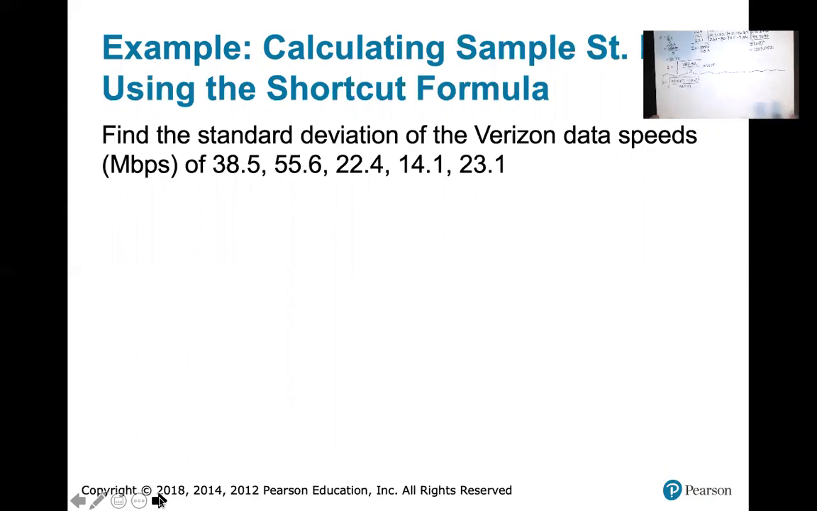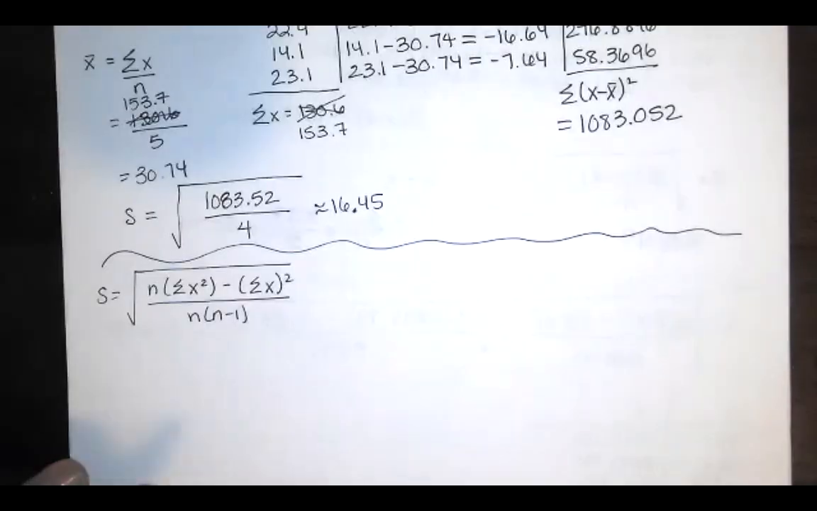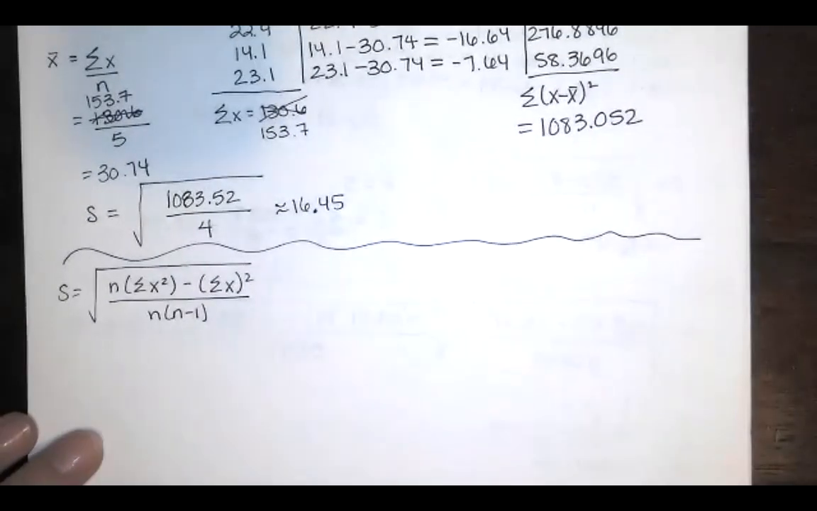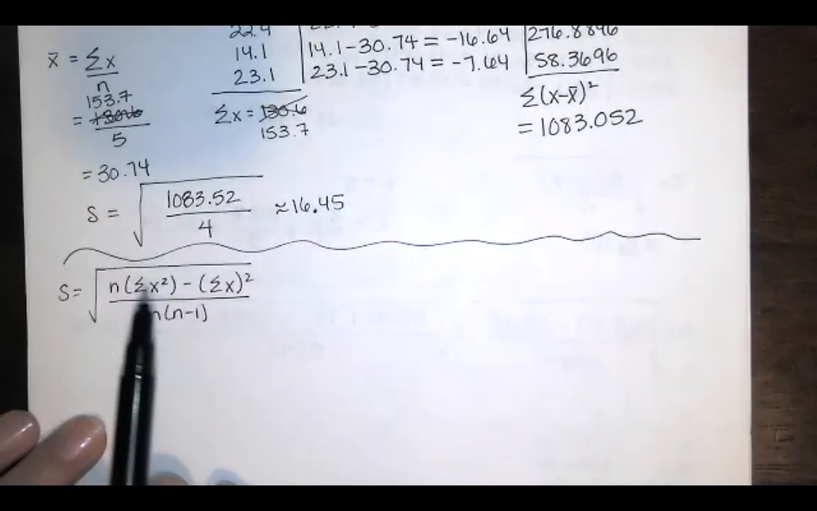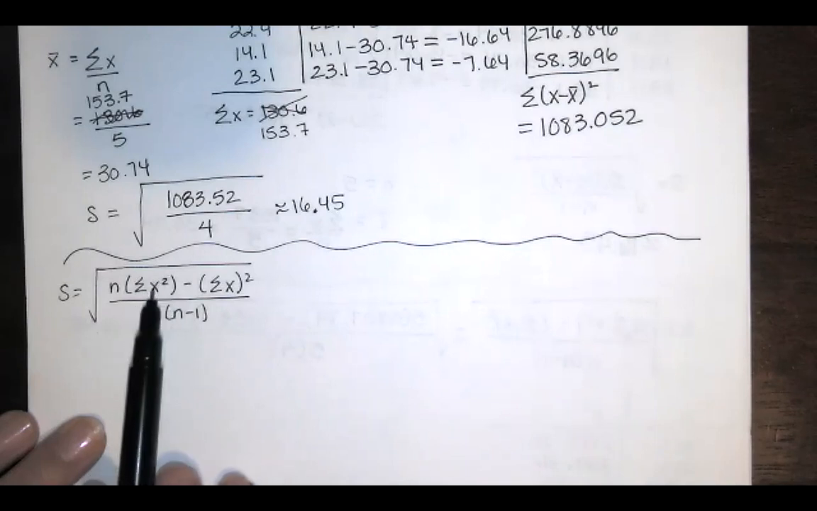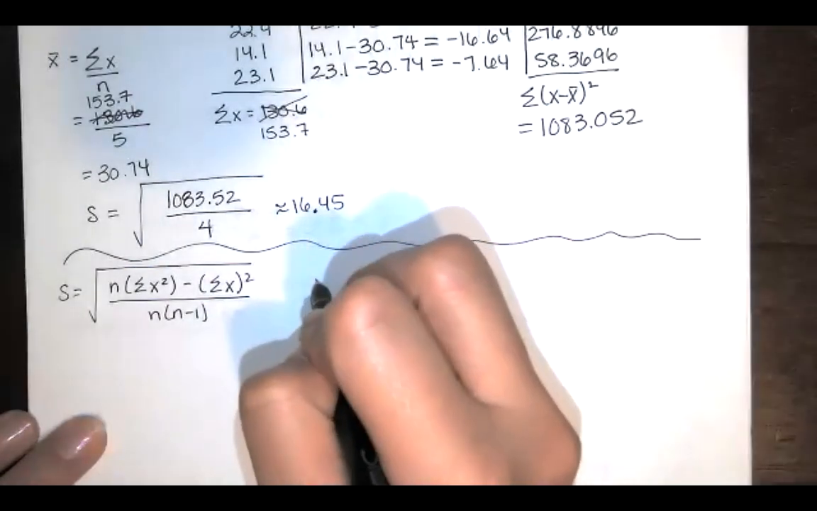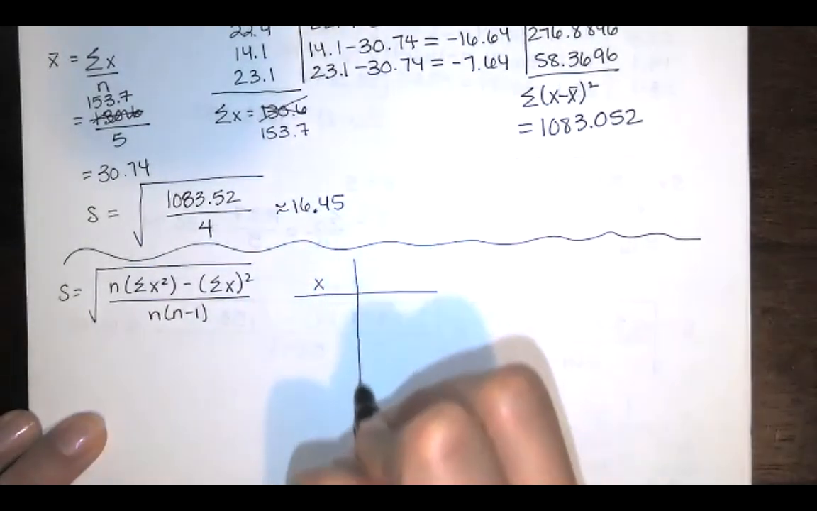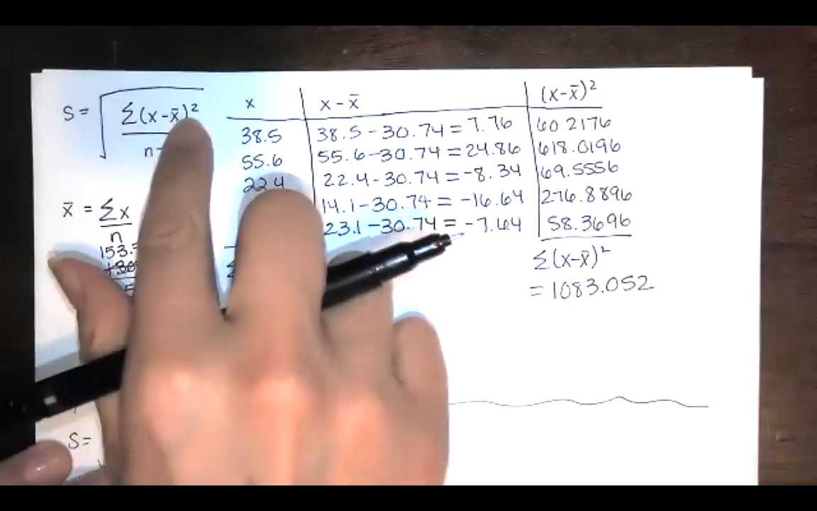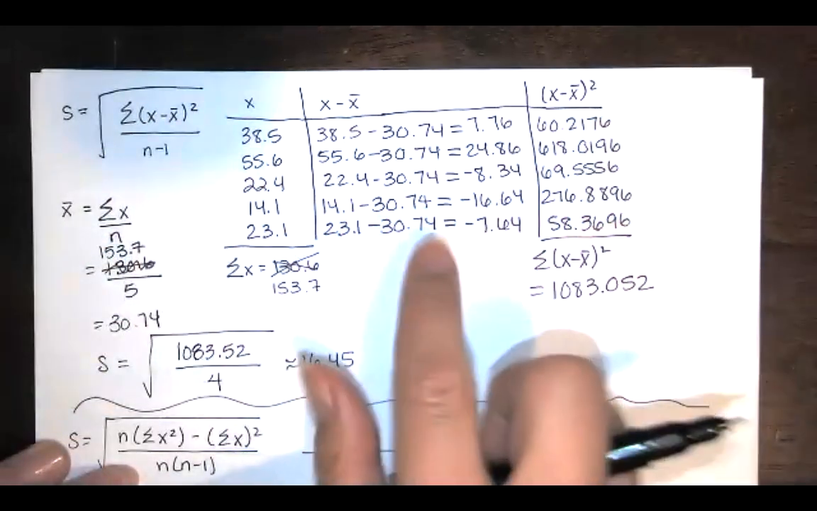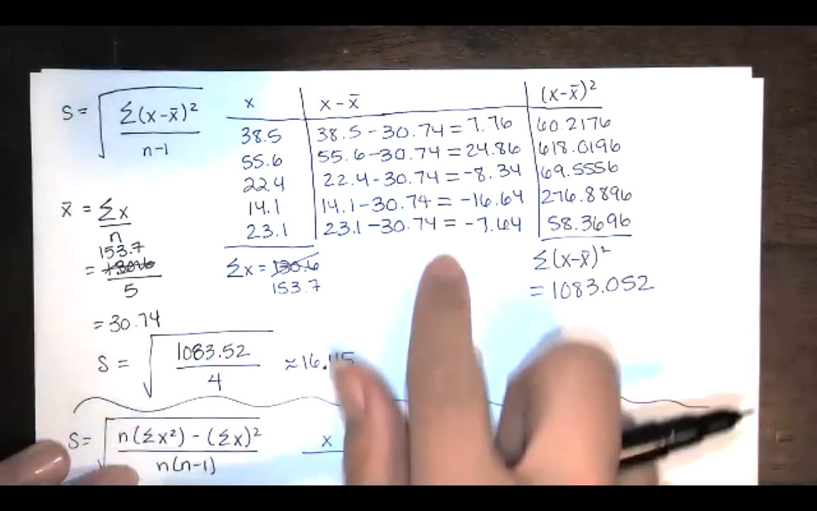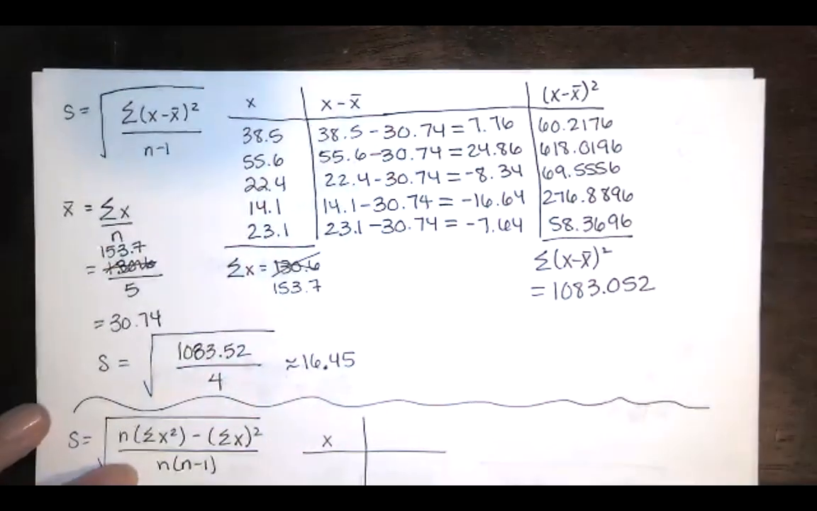Okay, so we're using exactly the same data set. I will share my paper with you again. So this time, in order to use this formula, you want to be very careful. You've got the sum of the x's squared here, and then you've got the sum of the x's, quantity squared. So we don't need to compute this x minus x bar squared the way we did here.